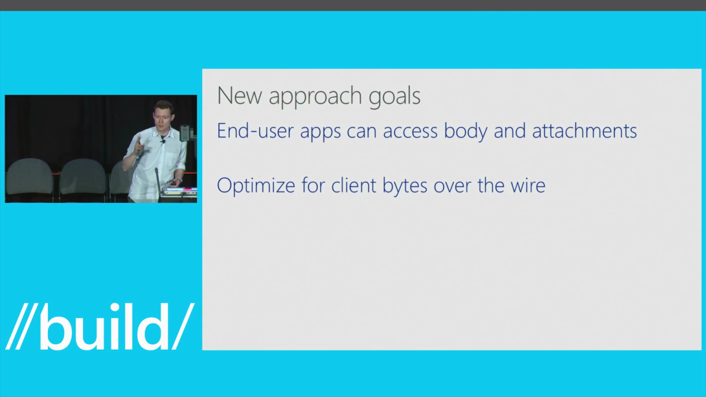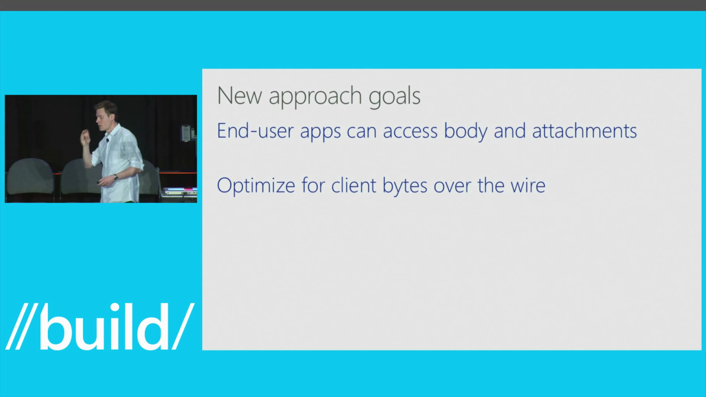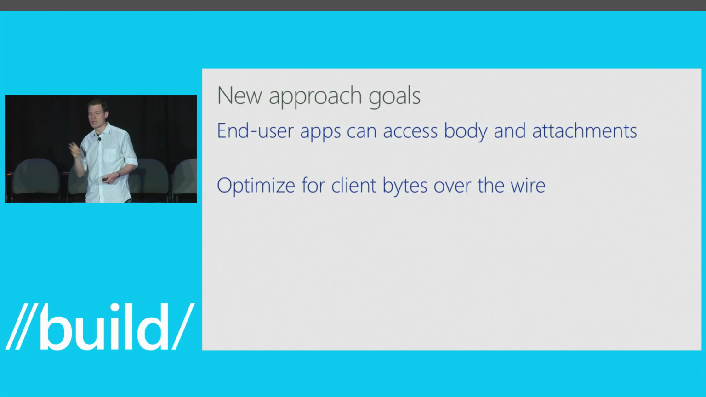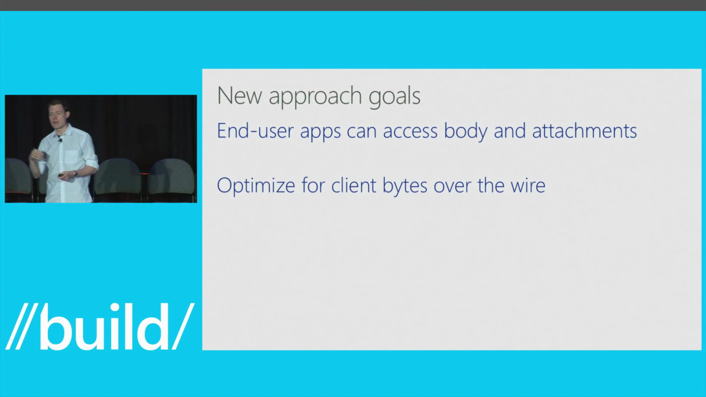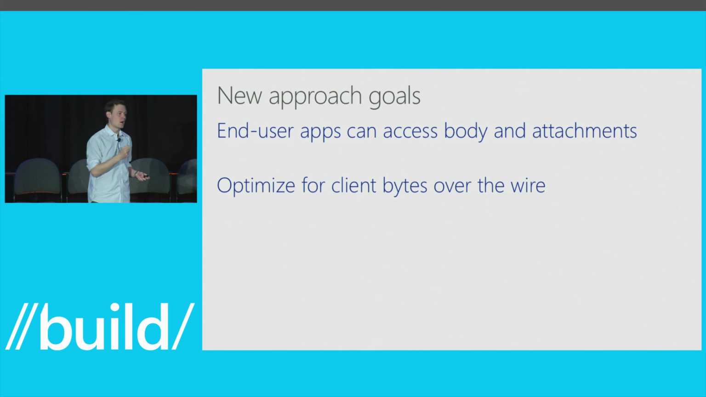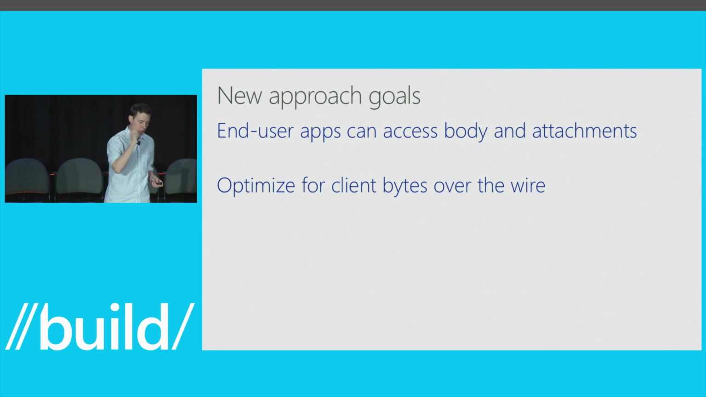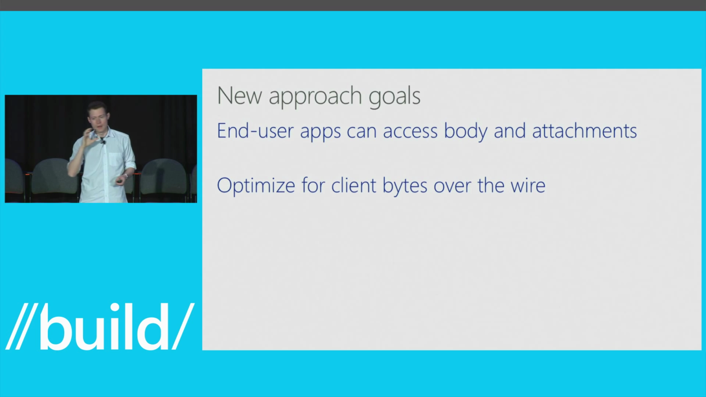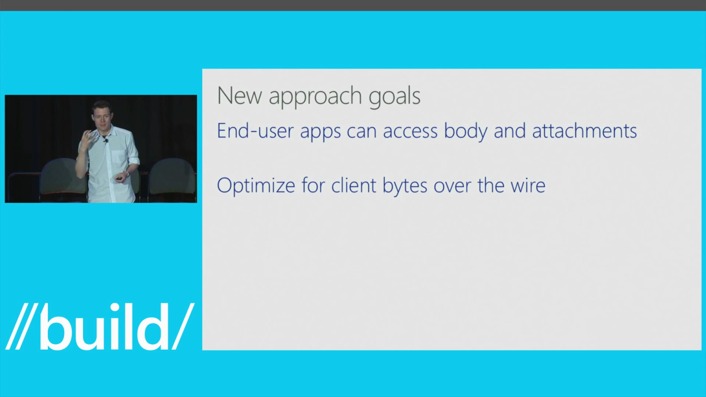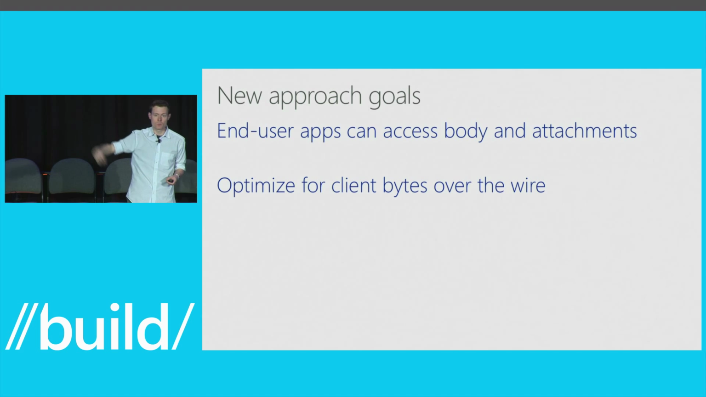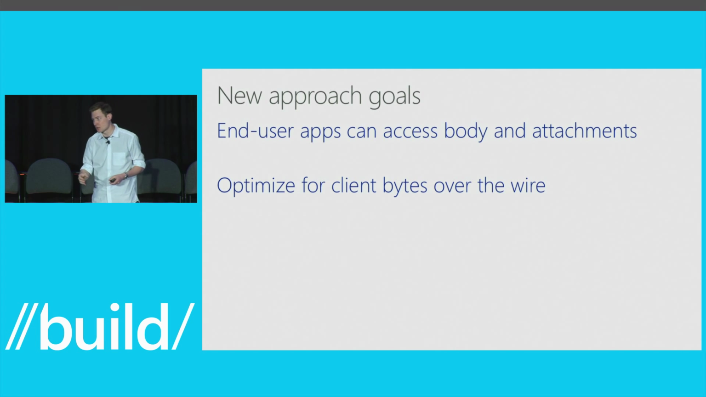And so we had 2 main goals. First of all, end user apps can access body and attachments, so end users can go ahead and install these apps. And second of all, we really wanted to optimize for bytes over the wire. And what does that mean? Well, if you noticed in the DocuSign example, or even in many other examples where you're accessing attachments, the attachment bytes are necessary on the back end so that you can save it off somewhere, you can do work on it, you can process the attachment.